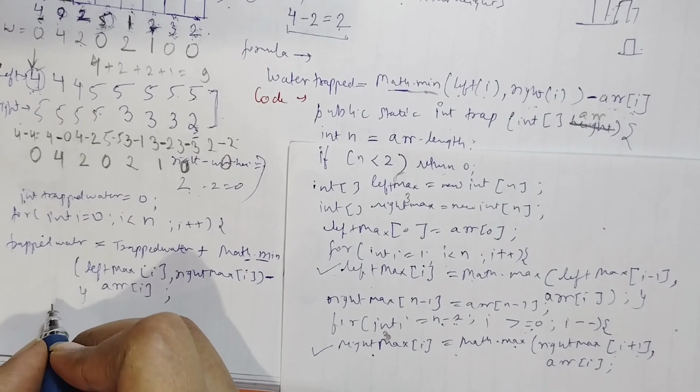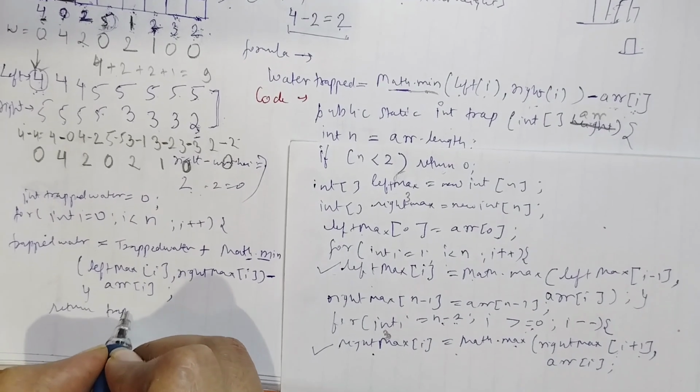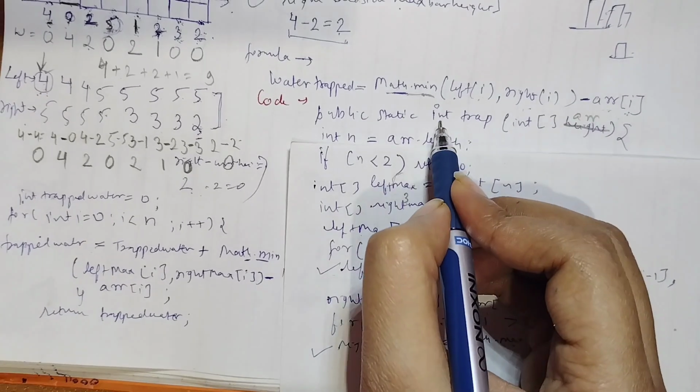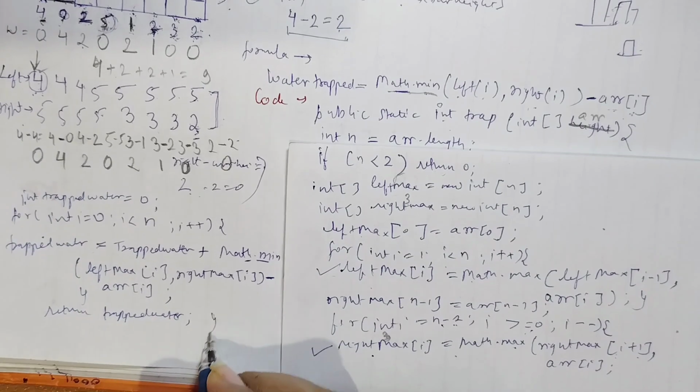Now we have written our complete code, and from here we will return trapped water because we have used int type. That's why we are returning it from here to our main function.